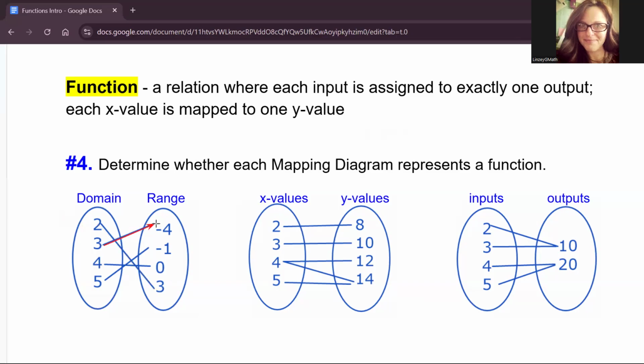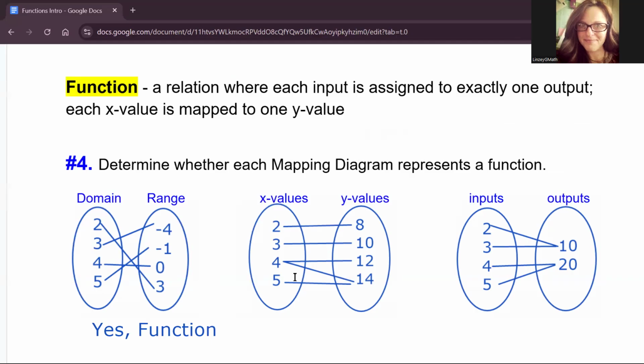3 is mapped to -4. 3 is not mapped to anything else. 4 is mapped to 0 and nothing else. 5 is mapped to -1 and nothing else. So yes, we have a function. Each input or domain value is mapped to only one y value, one value in the range.